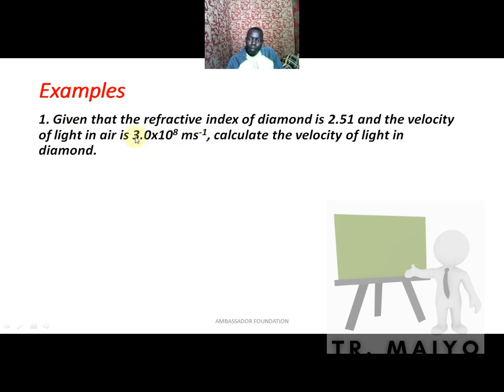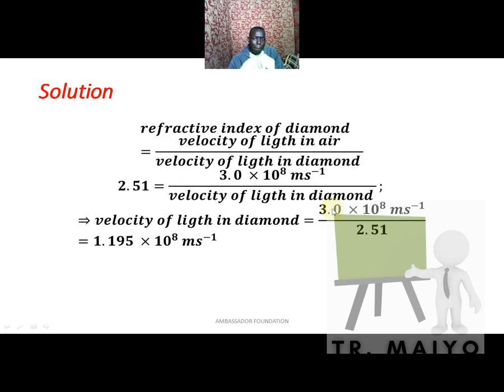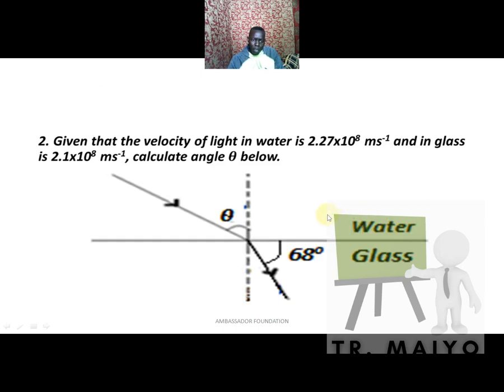Look at this. Given that the refractive index of diamond is 2.51 and the velocity of light in air is 3.0 times 10 power 8, calculate the velocity of light in diamond. Another joking question, because it is just the velocity of light in air over the velocity of light in diamond equals 2.51. Yes. Now, this is what I was talking about. It's making some sense, kidogo.